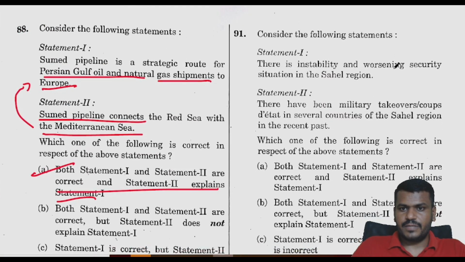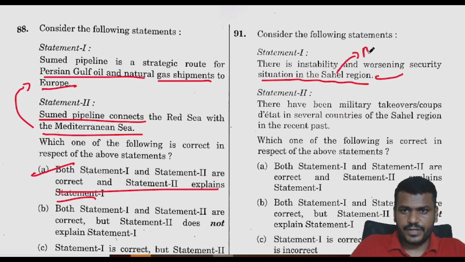Next, 91st question, again a statement based question. There is instability and a worsening security situation in the Sahel region. Okay, that was in the news again, the Sahel region. And definitely statement one is correct. The Sahel region is nothing but an African region. So a question can be asked like this also.